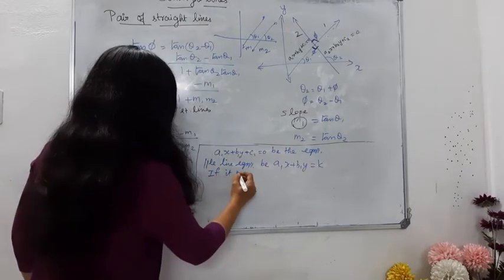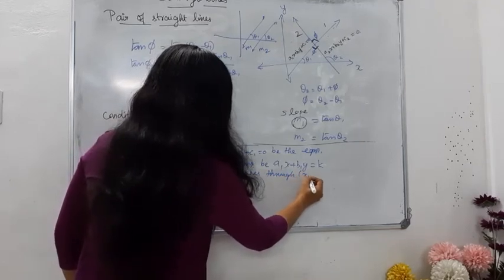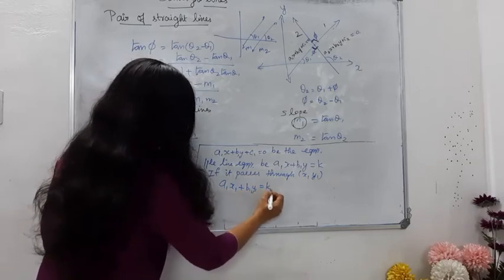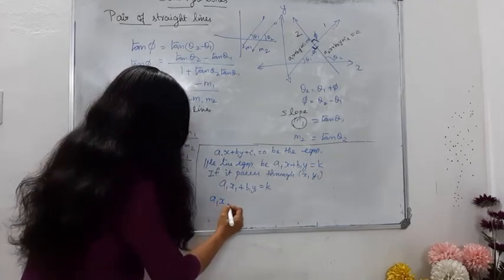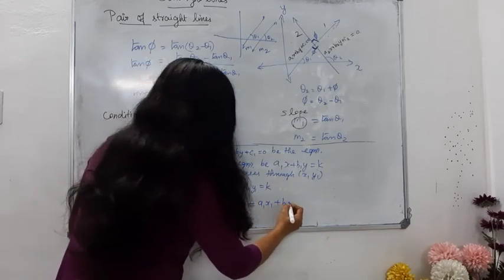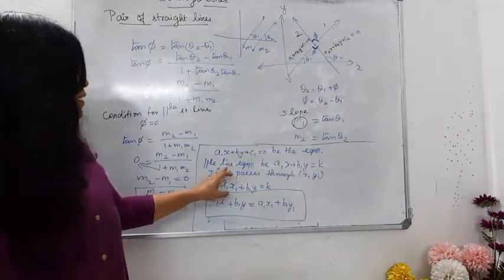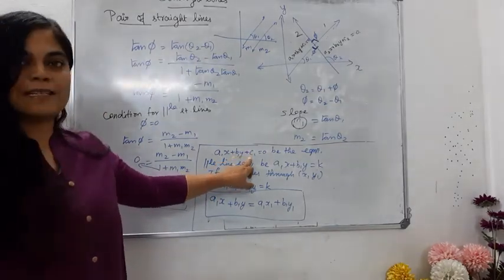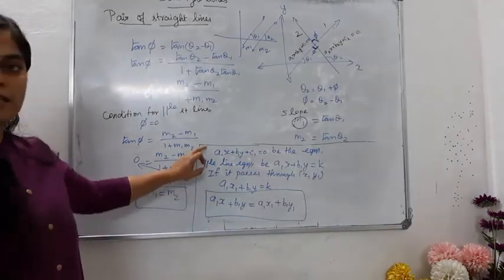Suppose it passes through a point x1 comma y1, then what happens? a1x1 plus b1y1 is equal to k. So substituting for k in this equation, you will get a1x plus b1y is equal to a1x1 plus b1y1. So this is the required equation for the line parallel to this general form of equation, a1x plus b1y plus c1 is equal to 0.